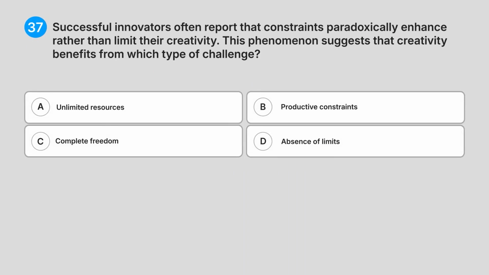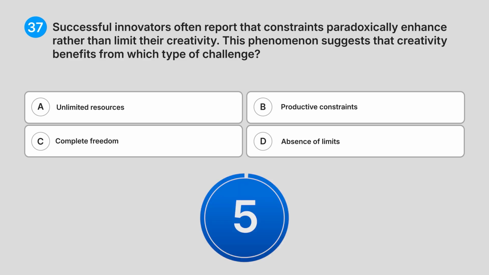37. Successful innovators often report that constraints paradoxically enhance rather than limit their creativity. This phenomenon suggests that creativity benefits from which type of challenge? A. Unlimited resources. B. Productive constraints. C. Complete freedom. D. Absence of limits. Do you know the answer?